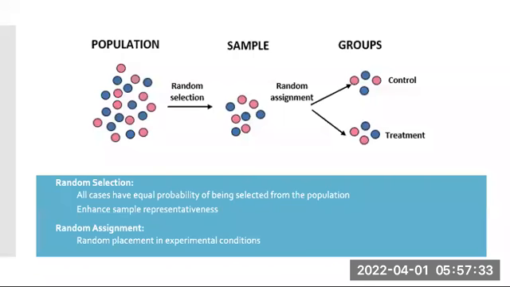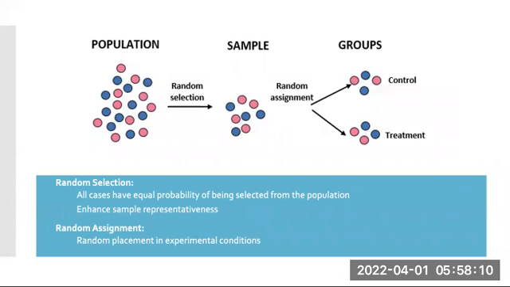So what is happening here? It is showing you the process and difference between random selection and random assignment. So the first step is random selection, in which all the cases have an equal probability of being selected from the population, which increases sample representativeness.